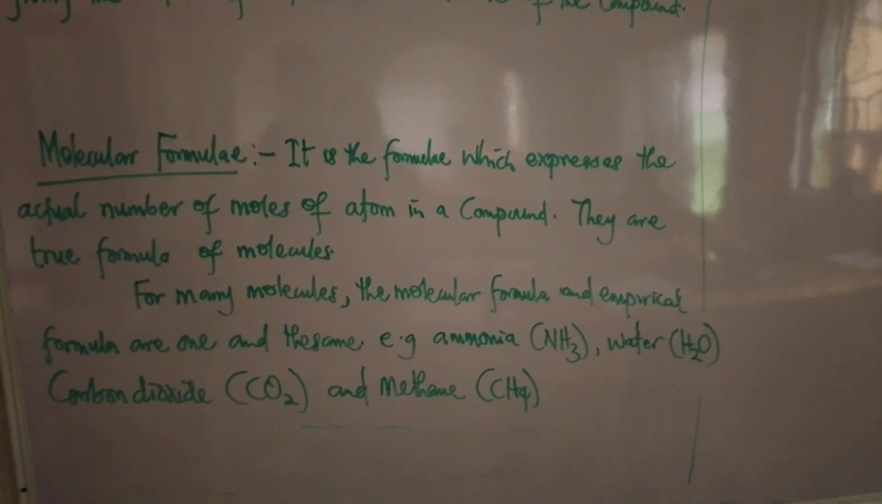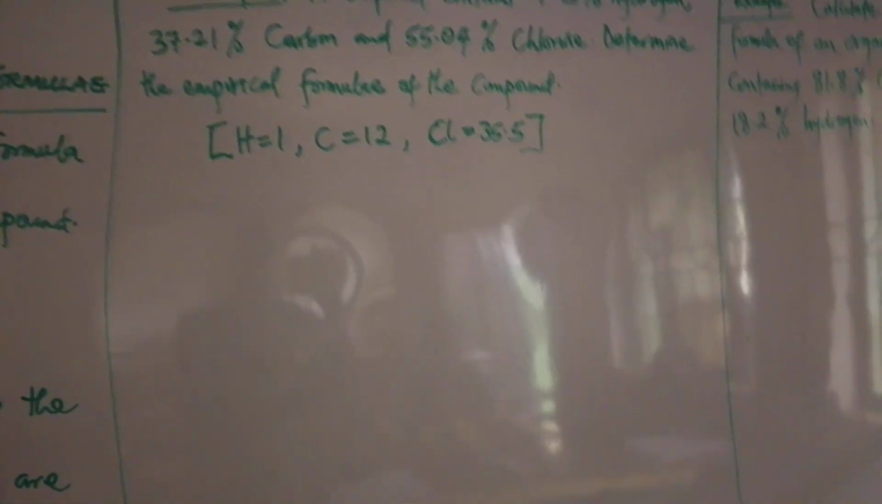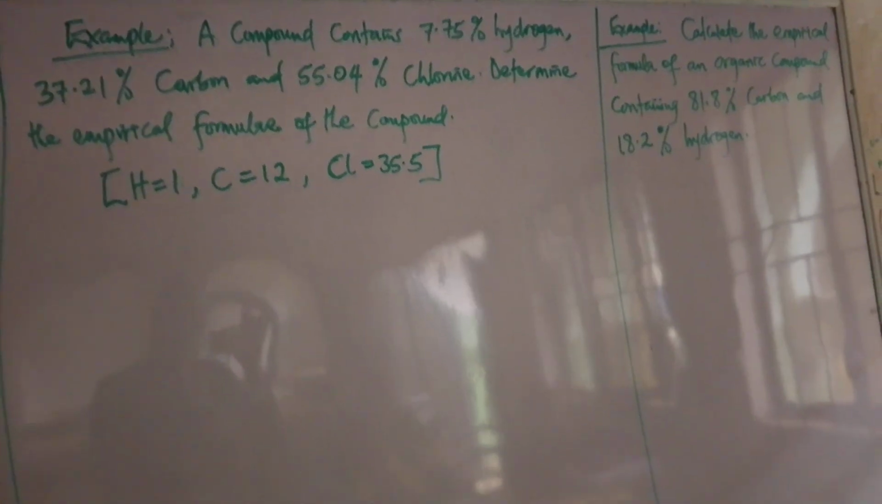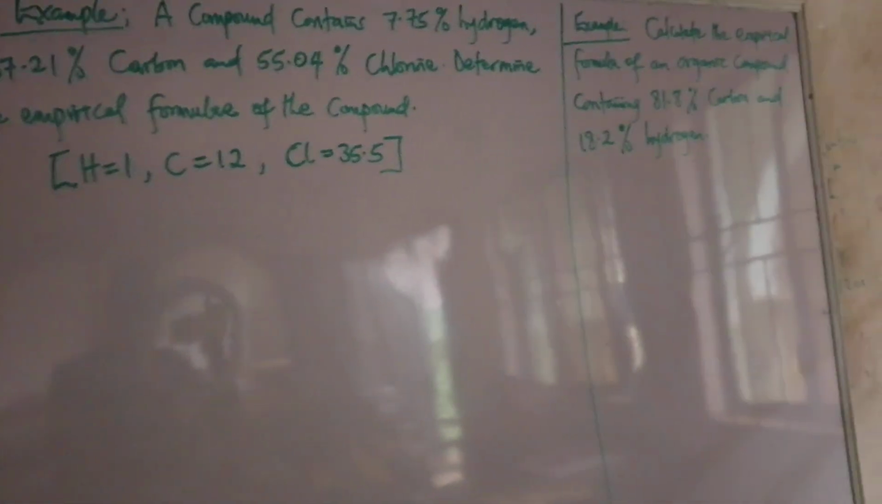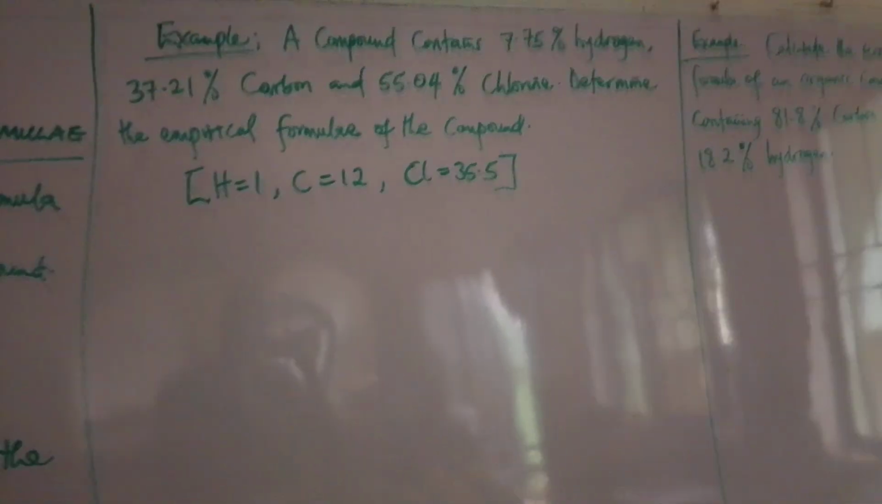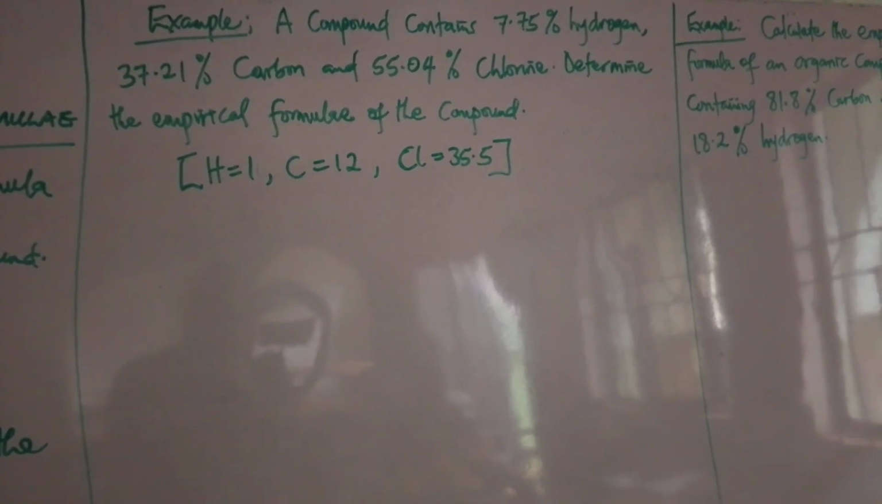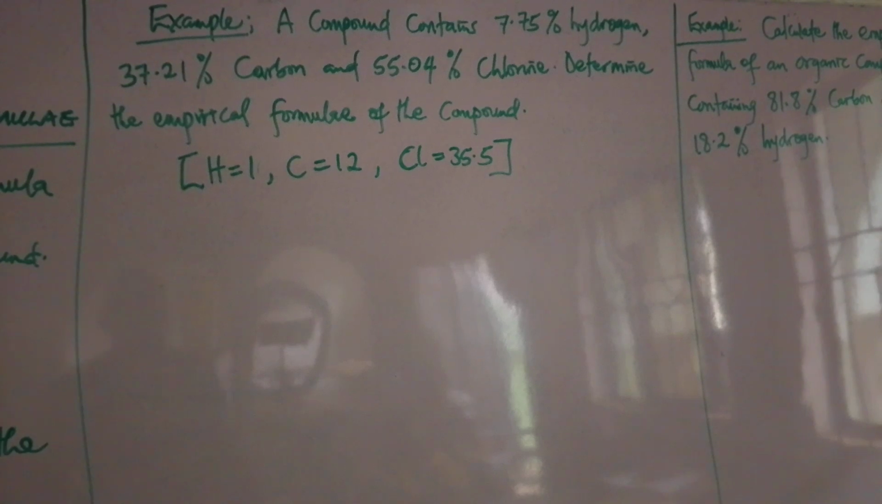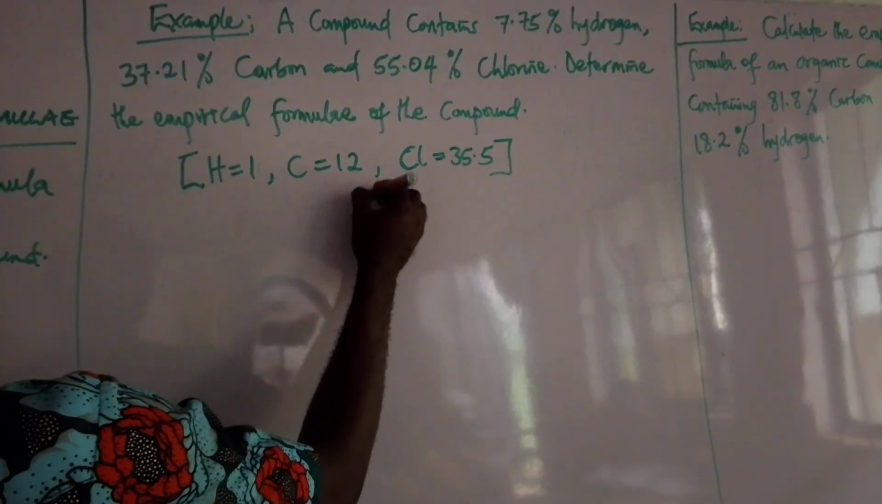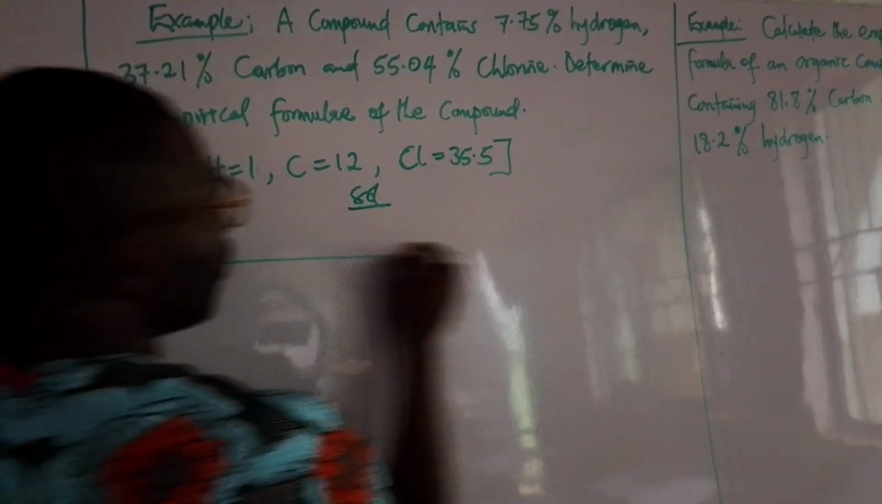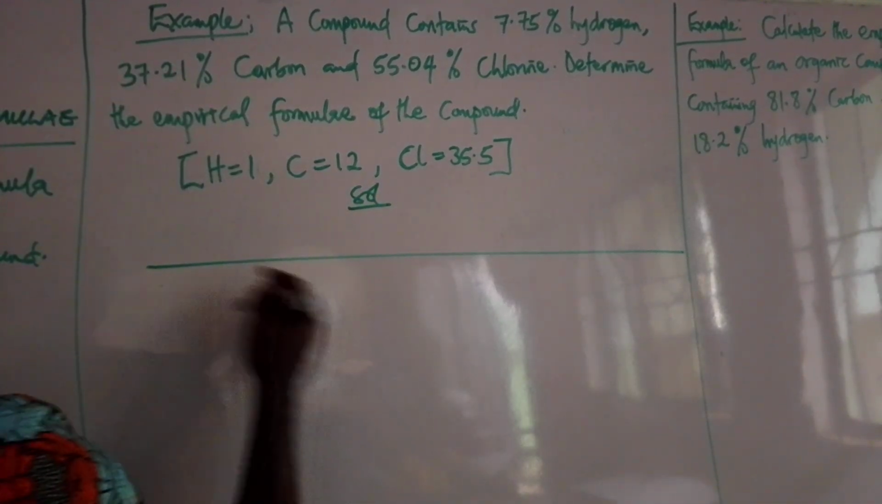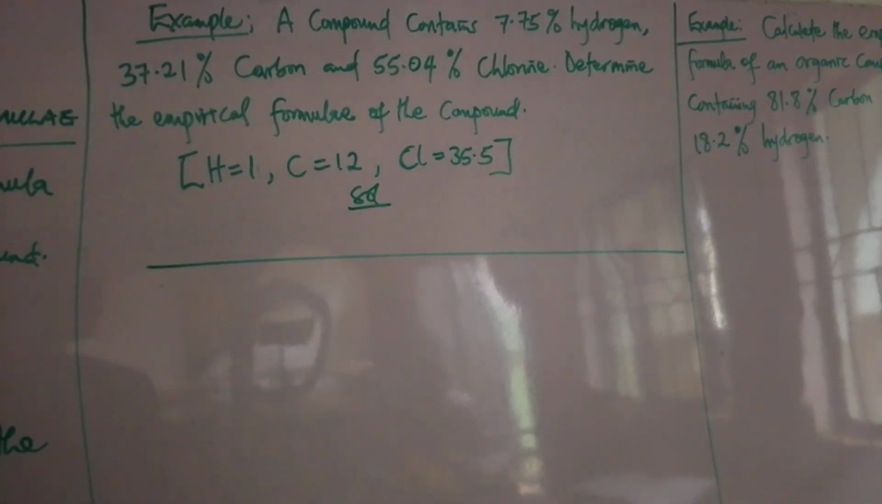So we have an example to show us how to calculate empirical formula and molecular formula. We will leave it here on the board and let us see how we are going to calculate it. So how do you do it? Solution. You are going to draw a table and analyze the question. The first thing to do is to check the composition.